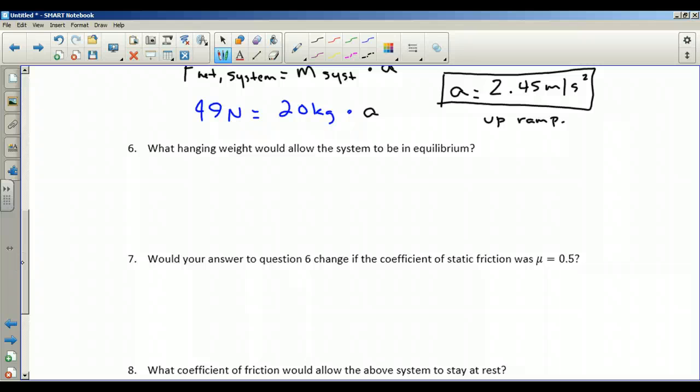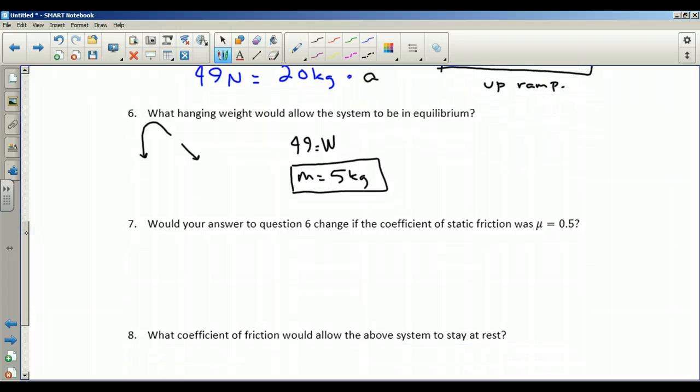The next question says, what hanging weight would allow the system to be in equilibrium? Well, we know that we have 49 newtons pulling this way, so we need to have then 49 newtons pulling this way in order for it to be in equilibrium. So therefore, if we have 49 newtons as our weight, that gives us a mass equal to 5 kilograms.